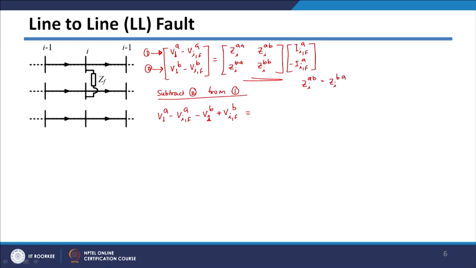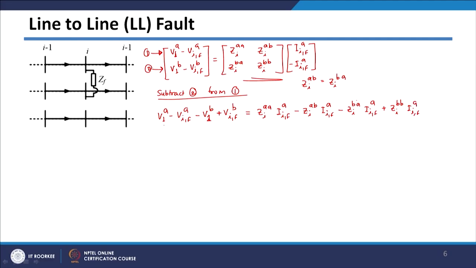So, in this case if you subtract the second row from the first row, it will be ZIAA into the fault current in A phase, minus ZIAB into the fault current in A phase, minus ZIBA into the fault current in A phase, plus ZIBB into the fault current in A phase.